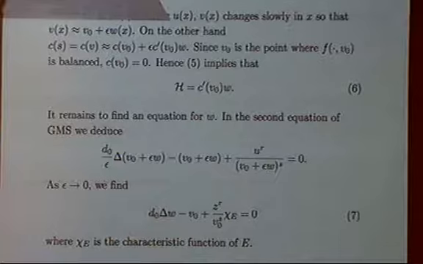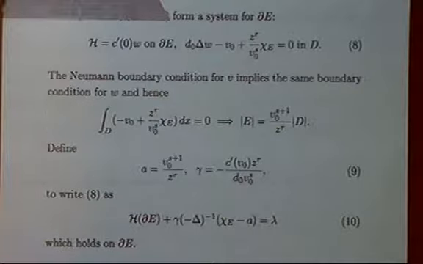And here we use chi E to denote the characteristic function of the set E. So that's nice. So now we can put two equations together. One is the equation on the boundary of the set, and then there's another equation on the entire domain D. And these two form a closed system, and we can solve this system.